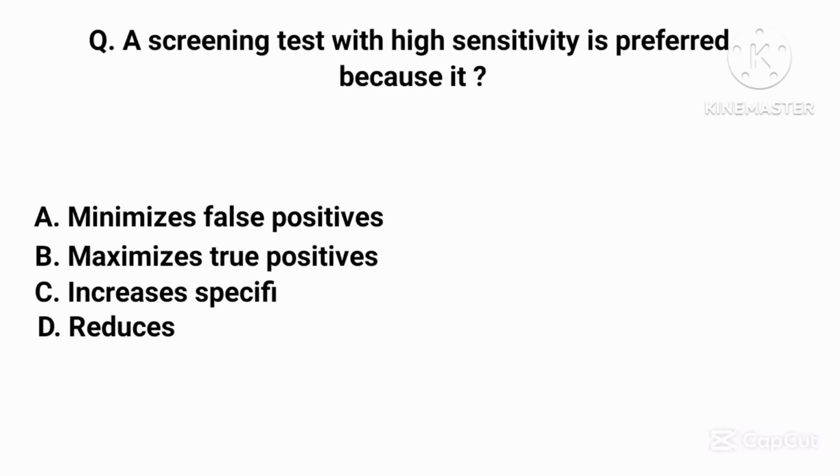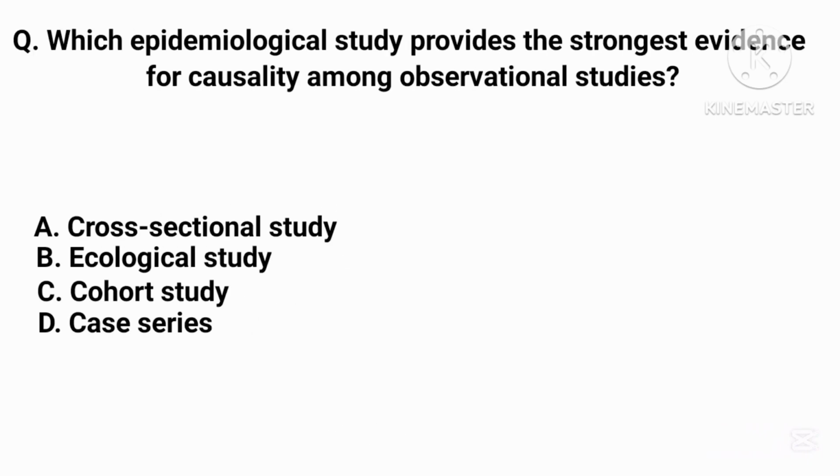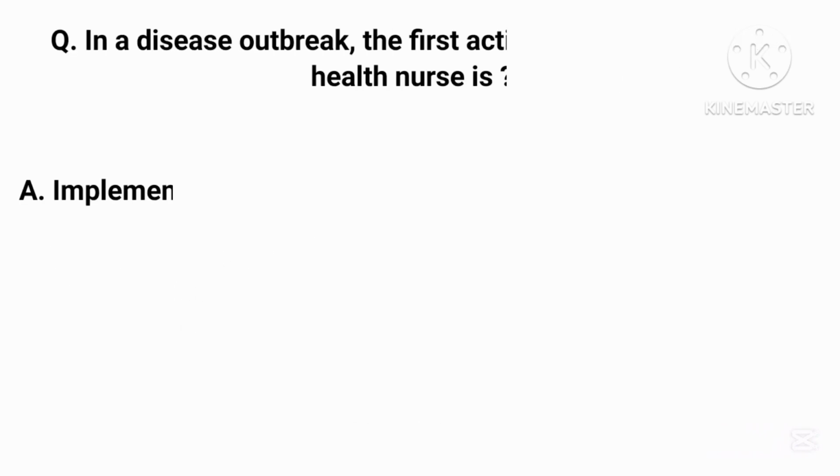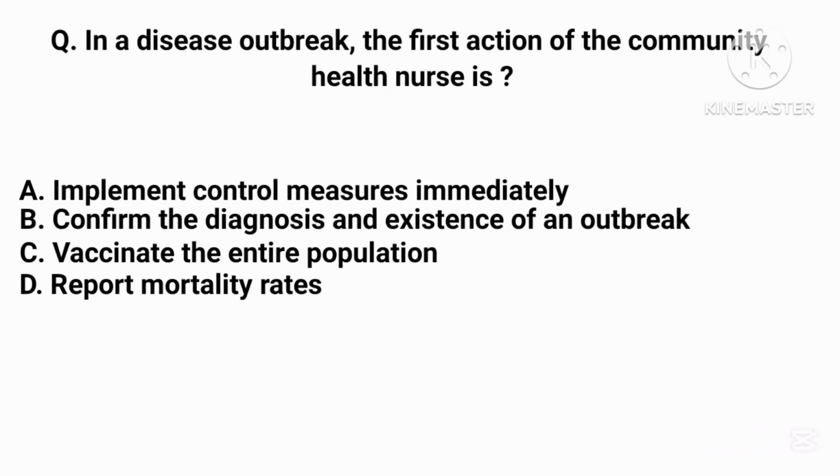A screening test with high sensitivity is preferred because it. Correct answer is option B. Maximize true positive. Which epidemiological study provides the strongest evidence for causality among observational studies? Correct answer is option C. Cohort study. In a disease outbreak, the first action of the community health nurse is.